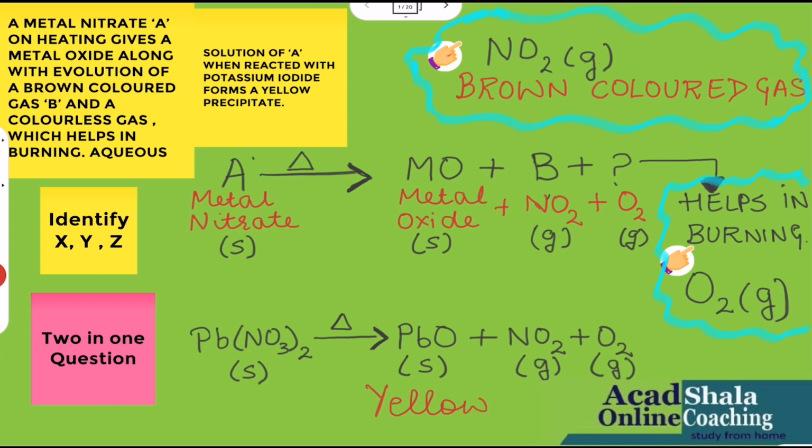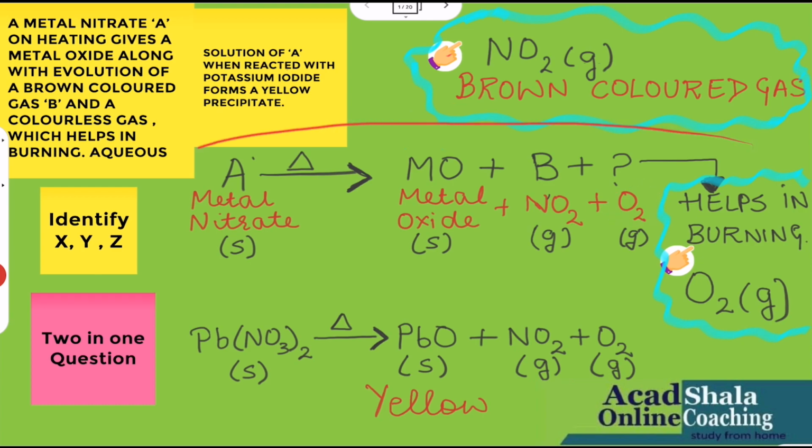And a colorless gas which helps in burning. Again, I have identified that oxygen is the gas which helps in burning. So I have written oxygen over here with a question mark. I wrote the question mark because I was not aware at that time. But when I realized that this is oxygen, I wrote oxygen over here.